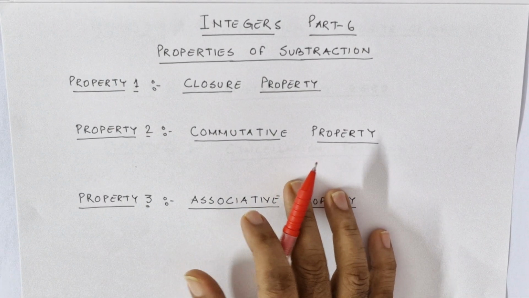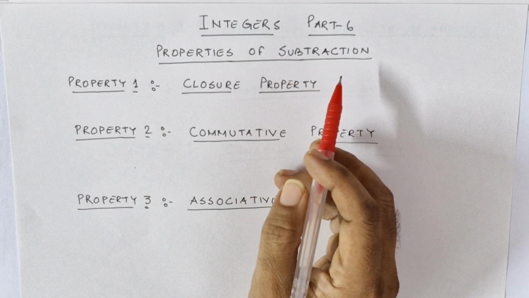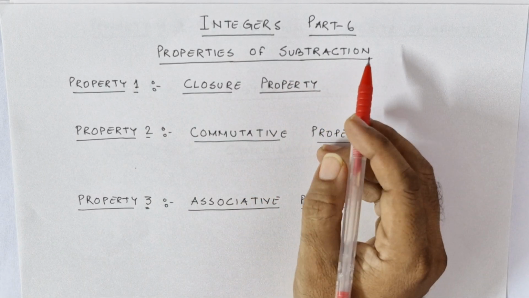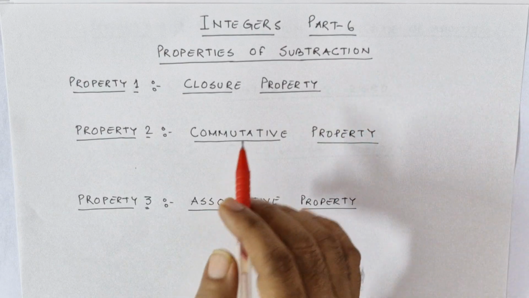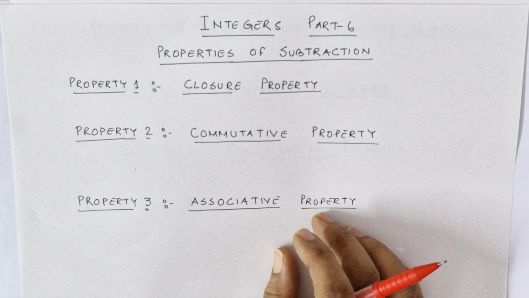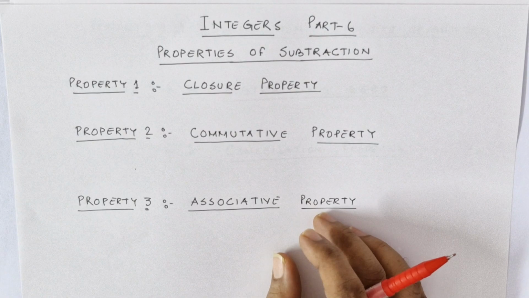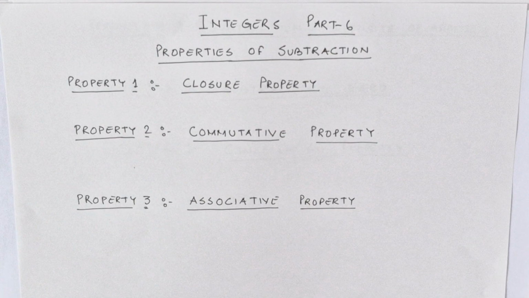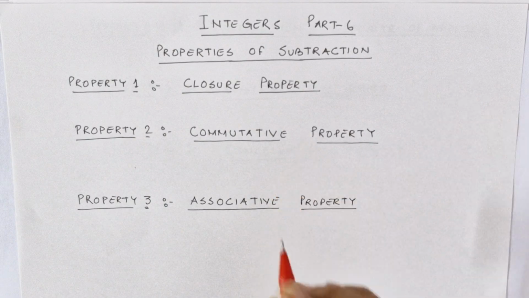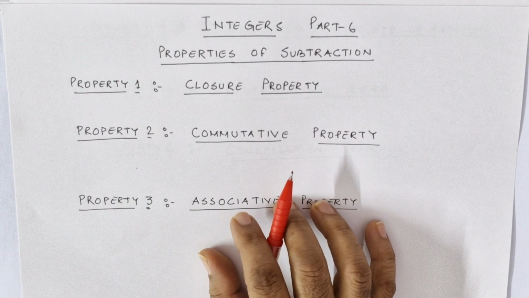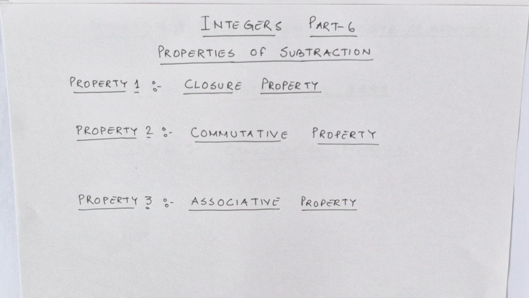Now, today's topic is properties of subtraction of integers. This is part 6 of the integer series. Today we'll learn the important properties of subtraction of integers and how subtraction relates to addition. If you have gone through my previous lectures on integers, in one of the lectures we have already studied properties of addition. Here we'll be studying properties of subtraction.